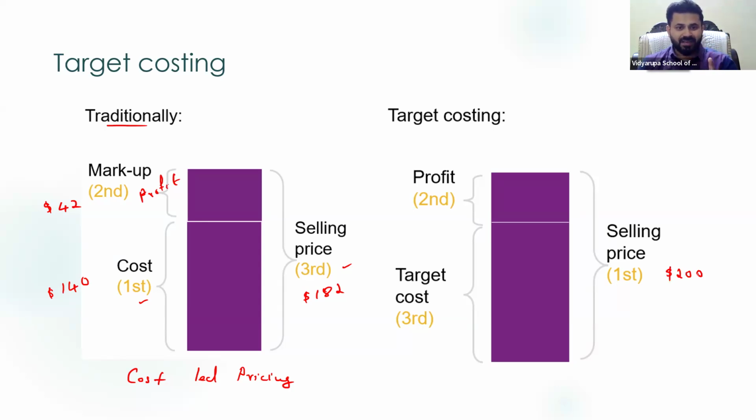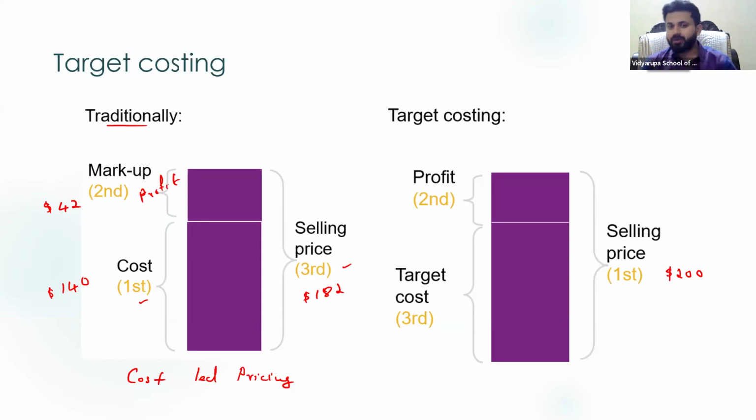Now remember, what is fixed here first? Not the cost, which is internal. Rather, we are finalizing the selling price first. We don't even know what exactly the cost is. We don't care. In this method, as you can see on the right side, we fix the selling price first.